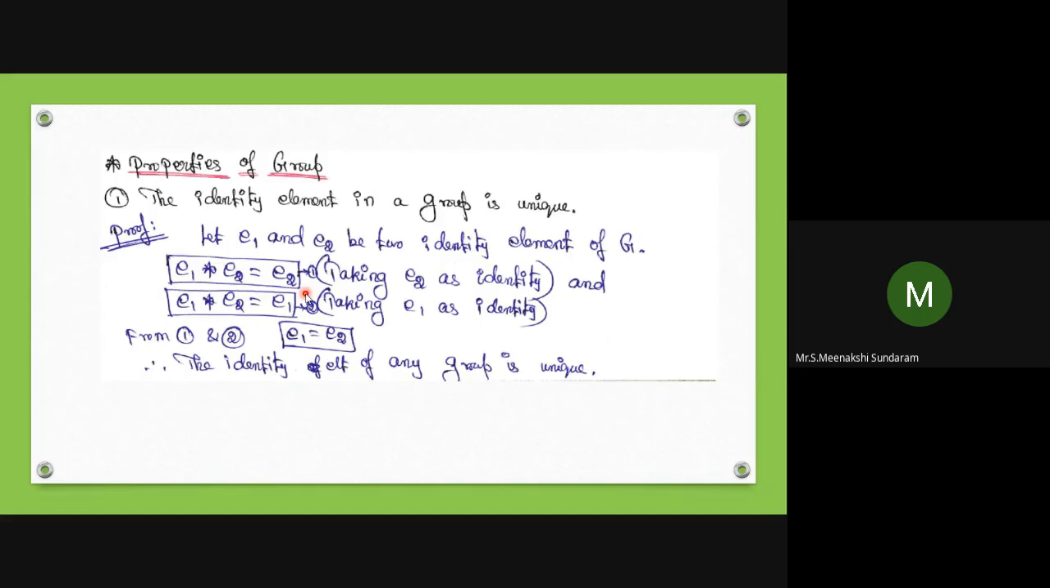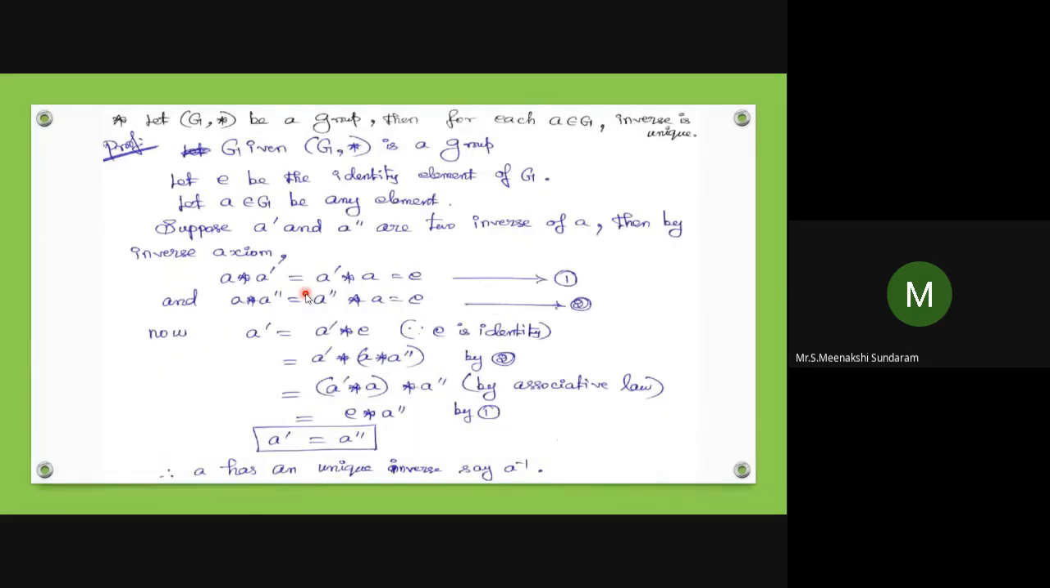Suppose we take E1 as the identity in the multiplication, the answer is E1. So if you compare LHS and RHS, E1 and E2 are the same. Therefore in any group the identity element will be unique. That is a clear thing. Similarly, let G, star be a group, then for each A belongs to G, the inverse is unique. Definitely the inverse will be unique. We can take it the same way.